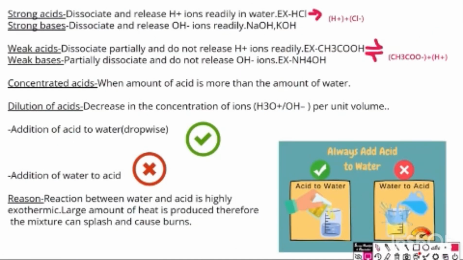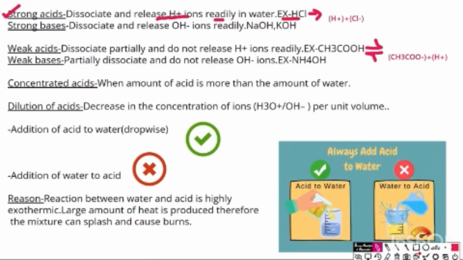So now that we have discussed acids and bases, let's continue with some basic key terms of this chapter, which we are going to use in the chapters ahead. Firstly, we have strong acids and strong bases. We know what an acid is and we know what a base is. Acids dissociate into H positive ions and bases release OH negative ions, both in aqueous medium. Strong acids are the ones which release H positive ions readily or easily in water. As soon as we mix them in water, they release H positive ions.